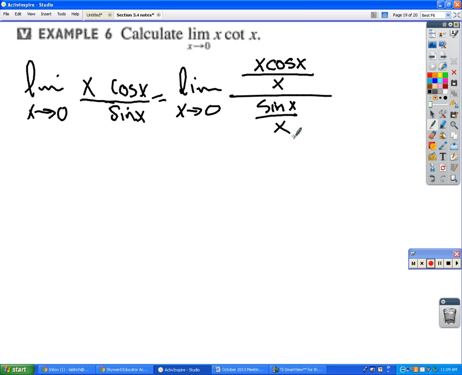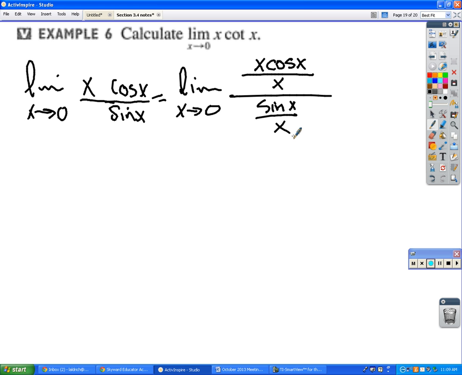And my motivation there again was I was really close to having the thing that I wanted, but I needed an x on the bottom, so I just put one there. But if I put an x on the bottom, then I have to put an x on the bottom of the top too. Okay? So essentially what I've done is I've multiplied the top and the bottom by 1 over x. And since I multiplied by 1 over x over 1 over x, that's like multiplying by 1, so I haven't changed it at all.